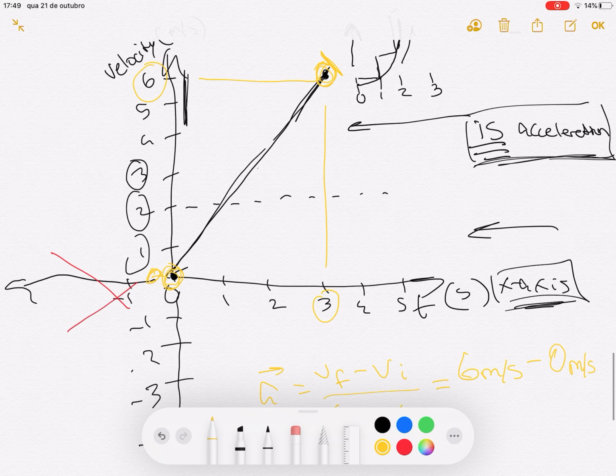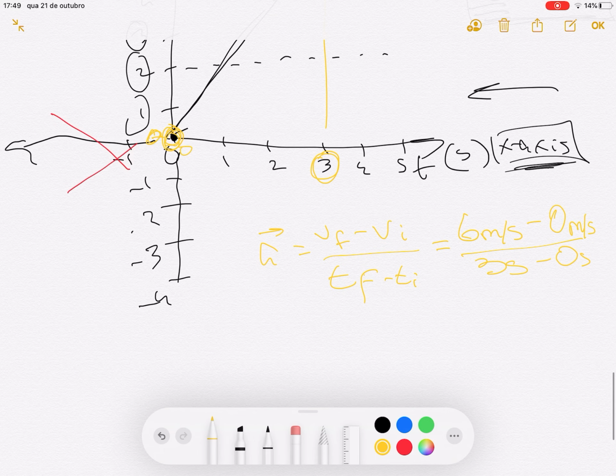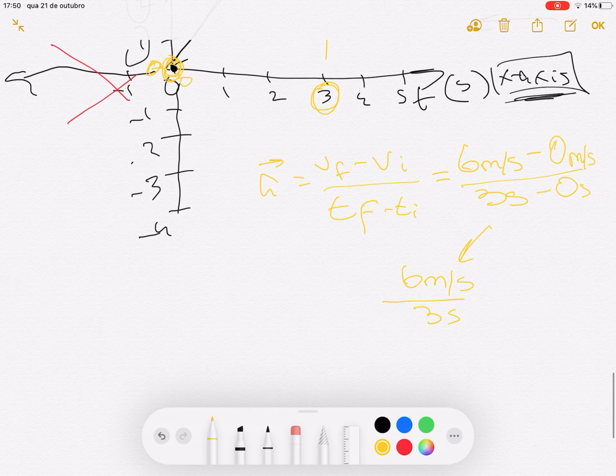And then the time final is 3 seconds. So we can write that over here, minus the time initial, which is 0 seconds. So you write that over here. Now we can solve this and we still get 6 meters per second divided by 3 seconds. So now what is 6 divided by 3? 2 meters per second squared.